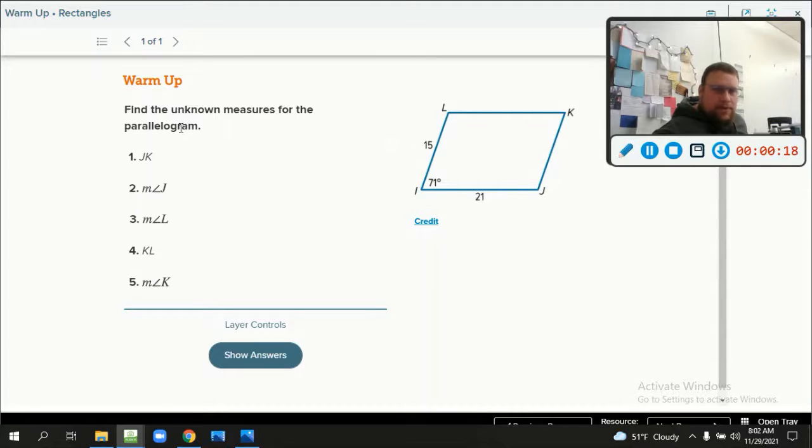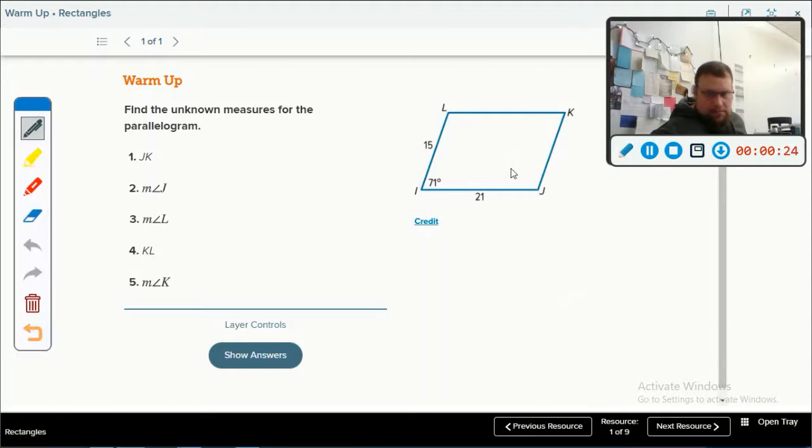Find the unknown measures for the parallelograms. All right, well, if I want to know what JK is, if it's a parallelogram, it's identical to... what is that? HIJKL. Yeah, I. So LI is going to equal 15.